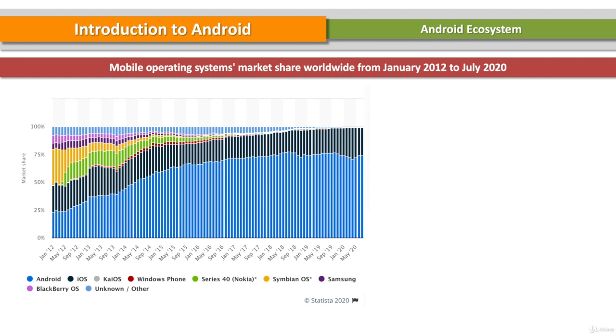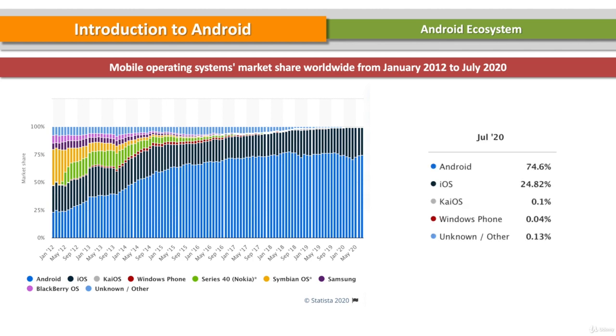So let's examine this on a chart. So this graph shows the mobile operating system's market share worldwide from January 2012 to July of 2020. As you can see here in the graph, check it out. Android is the leading mobile operating system worldwide in July of 2020, taking a 74.6% share of the entire mobile operating system market.